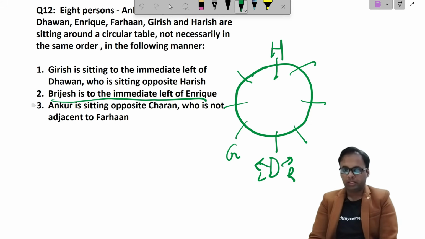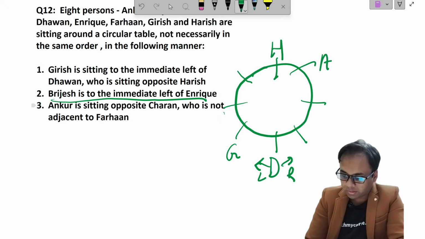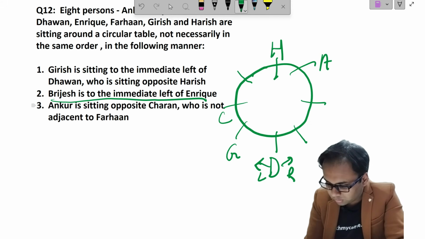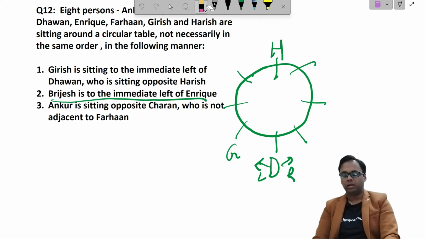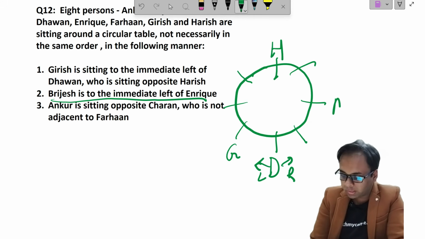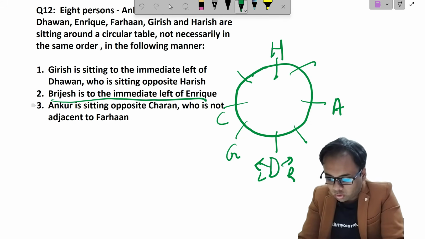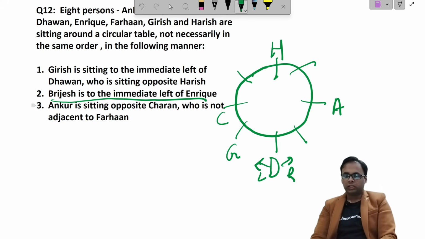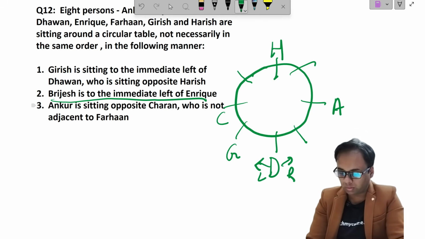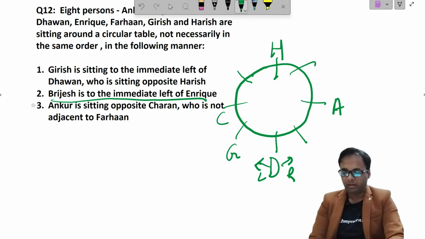Okay. So let us place Ankur sitting opposite Charan. Maybe if Ankur is sitting here, then Charan may be sitting here. They have to sit opposite. Ankur cannot sit here and Charan has to sit where G is sitting right now. So let us see where Ankur can be sitting. If Ankur is sitting here, then Charan has to be here. We're not sure about this. Now who is not adjacent to Farhan? Charan cannot be adjacent to Farhan. And the other condition we have is Brijesh is to the immediate left of Enric.